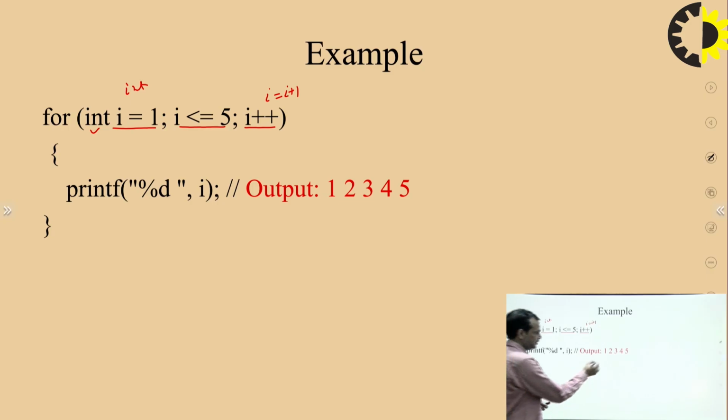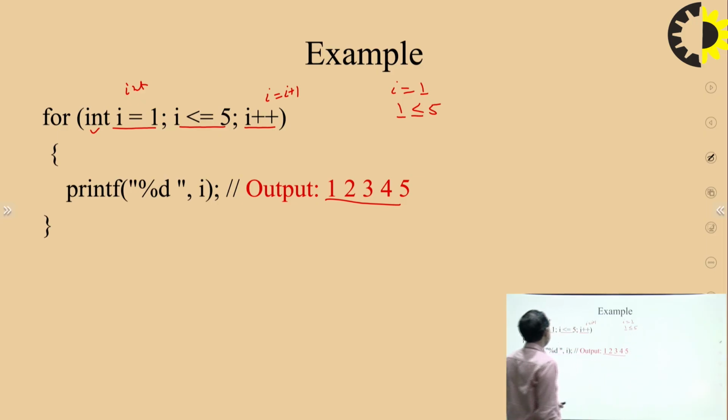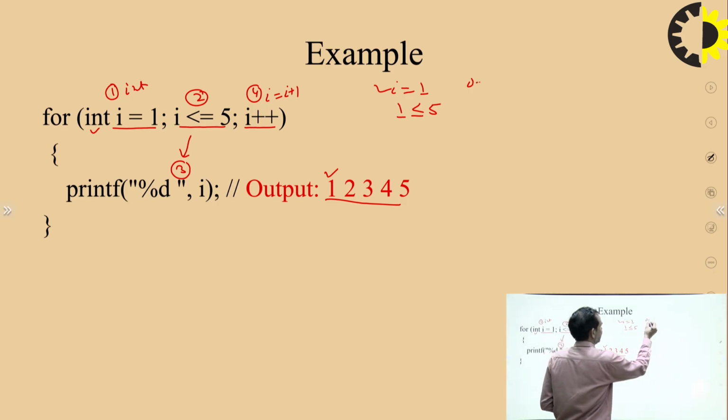So how does this output come? Firstly, i = 1, and second, it will check the condition 1 <= 5. In the last slide we discussed this is the first step, this is the second step, this is the third step, and after that we increase or decrease the value. So when we initialize i = 1, second it checks the condition i <= 5. The condition is true, it goes inside this block, and we print the value, that is 1, and after that we increase the value of i.